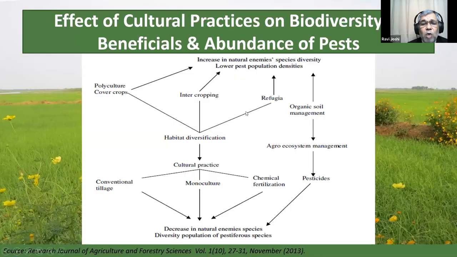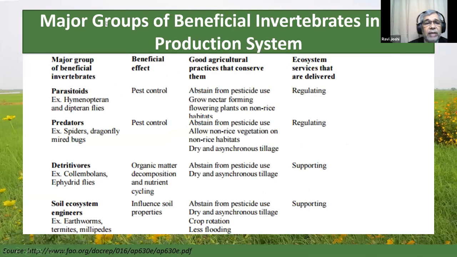So I have talked about this in my earlier slides. It's about habitat diversification and agroecosystem management. If you have polyculture crops versus a single crop, then you have monoculture, and polyculture over monoculture has a lot of implications on ecological engineering.